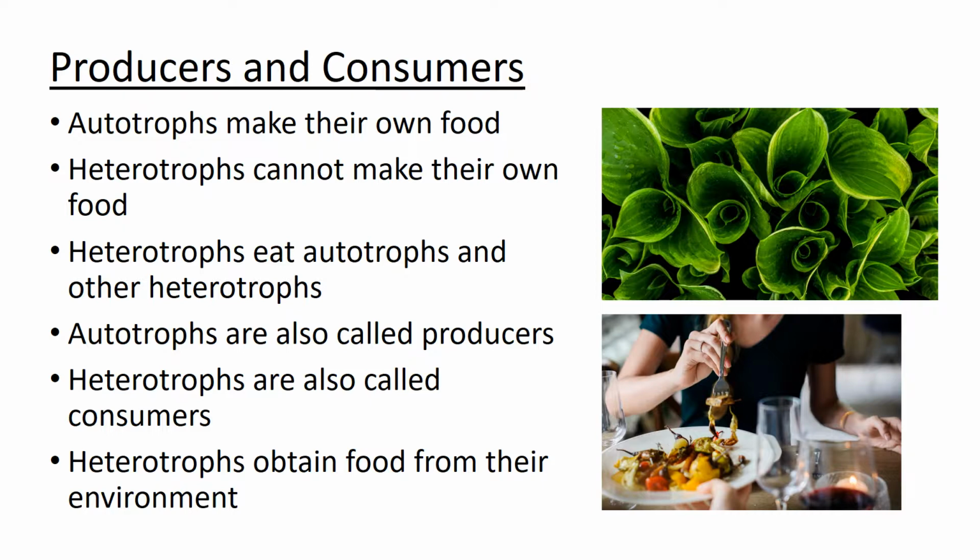Another way that this is often phrased is, heterotrophs obtain food from their environment. To obtain is to get. So heterotrophs get their food from their environment. They can't get their food from inside themselves. They can't just make their own food the way autotrophs can.